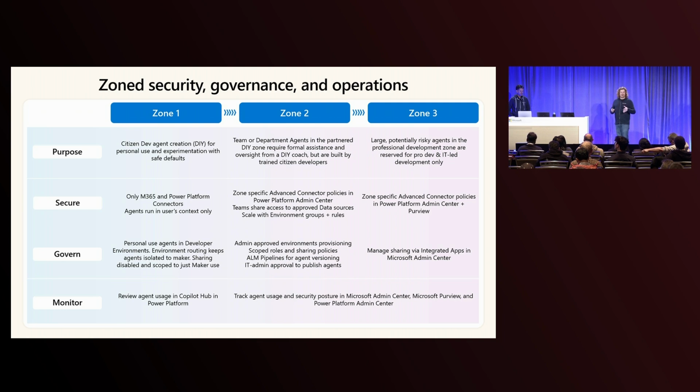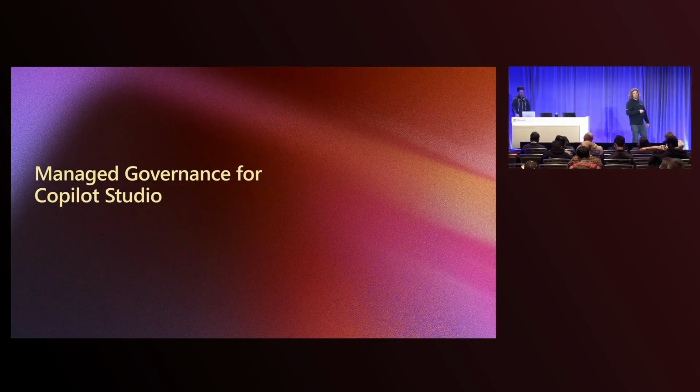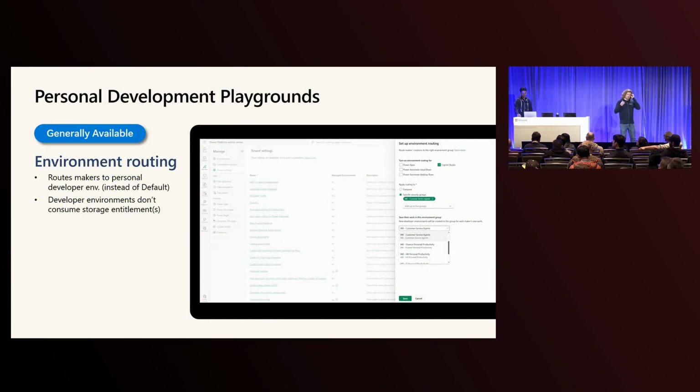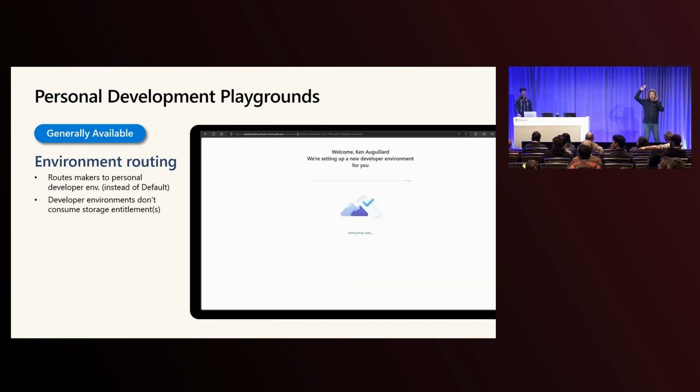But the idea here is that it's important that anybody is able to start building agents, but it's going to be necessary to constrain where those agents can be published, how those agents can be shared, what type of data those agents can access, and many other things as well. And so I'd like to walk you through how we allow you to define, steer, and guide makers within Copilot Studio.